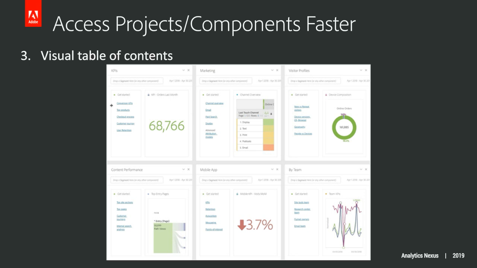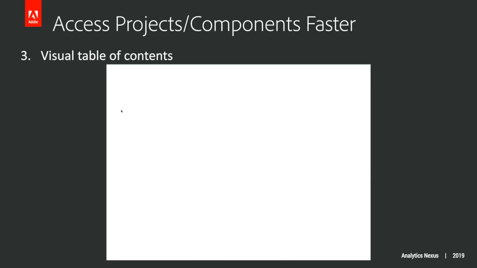Another way that I highly recommend taking advantage of Analysis Workspace is by building what we call a visual table of contents. And so this visual table of contents that you're seeing here has 6 different panels that has miniature visualizations as well as links to super valuable other projects that are accessible within Adobe Analytics.